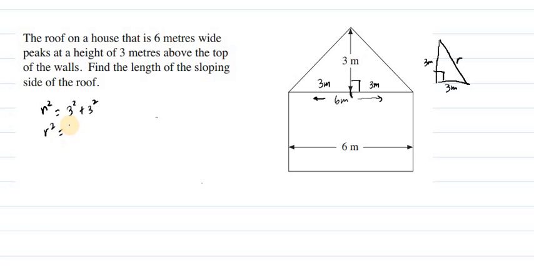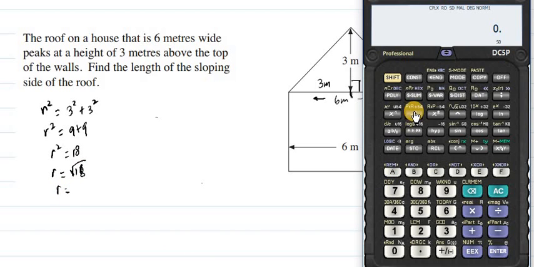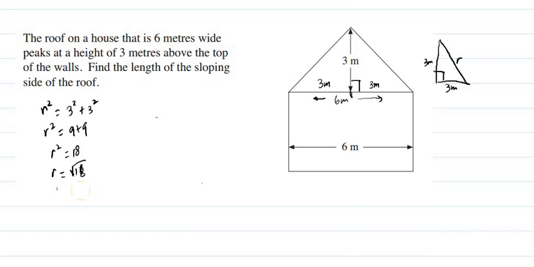So R squared is equal to 9 plus 9. R squared is equal to 18. R is equal to the square root of 18. That means that R is equal to the square root of 18, which is 4.24. So R is equal to 4.24, and this would be in meters. Alright.